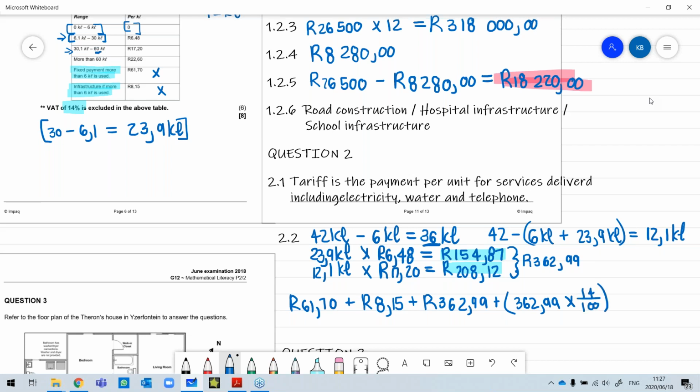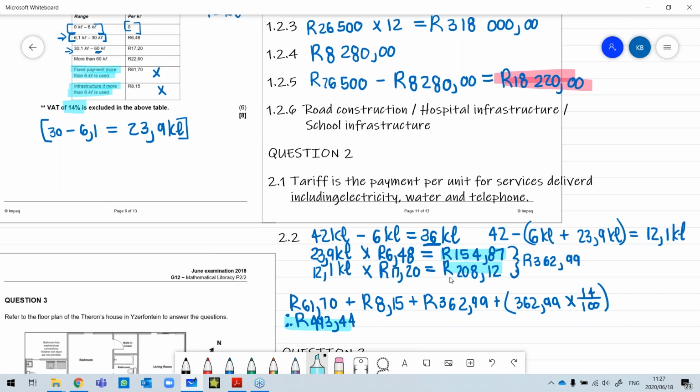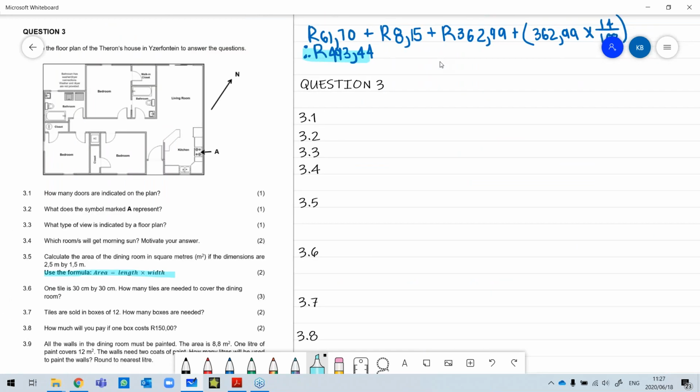Now, if we type all of this into our calculator, it is going to give us a final answer of 493 Rand and 44 cents. So at the end of the day, this is what the Thorons will have to pay for the water that they have consumed. Okay. So that is the end of question 2.